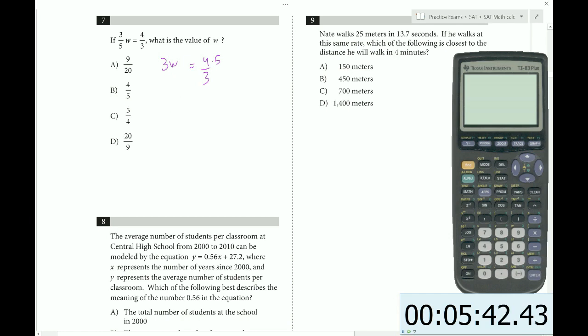Then you can move the 3 downwards diagonally. It lands here, and remove it from here. I think that's a little easier than the cross multiply. You end up with 20 over 9. That's answer choice D.